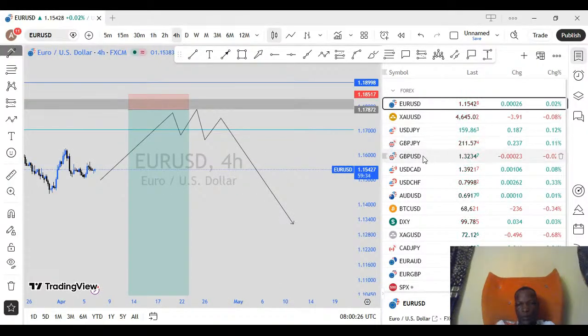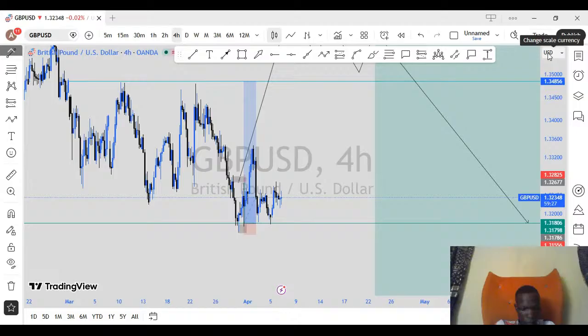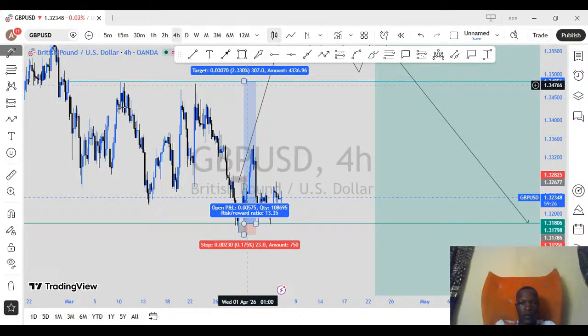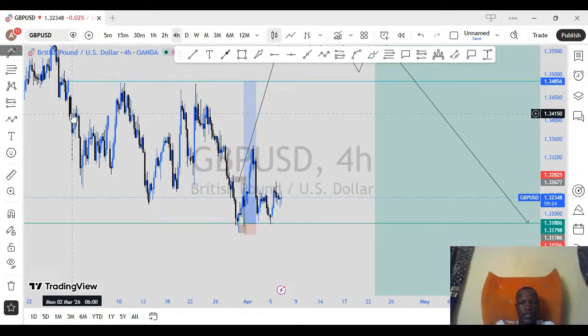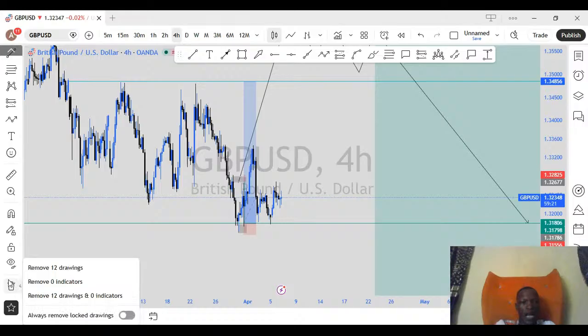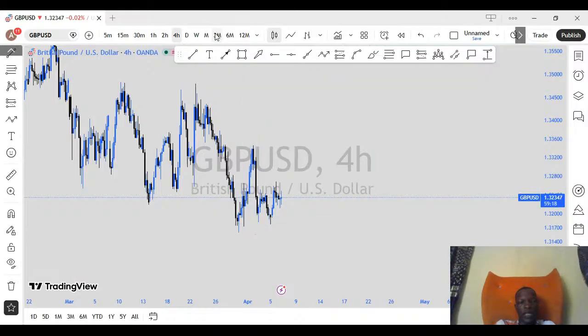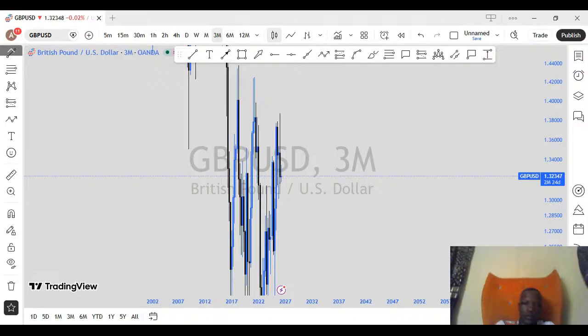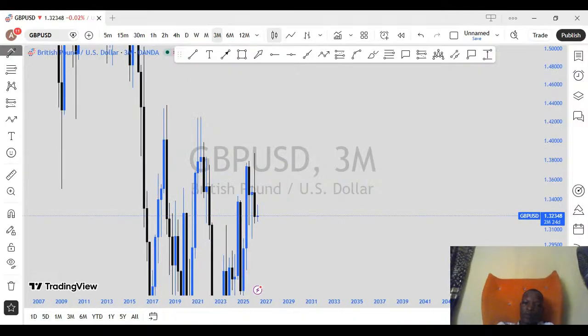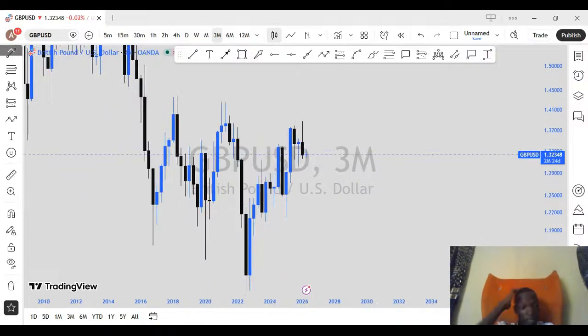About GBP USD also, let's check GBP USD. On this GBP USD, let's clean all this and start all over, starting from 3 months time frame. Also on this 3 month time frame, why do we want to start from 3 months? To know the direction of the market.